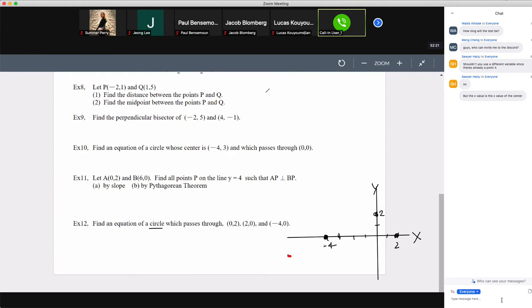So how to get the center? In order to find the circle, all of you know enough about the circle. Basically, we have to find 2 things. We must find the center and the radius. And then once you get the center and the radius, you can write the equation of the circle.